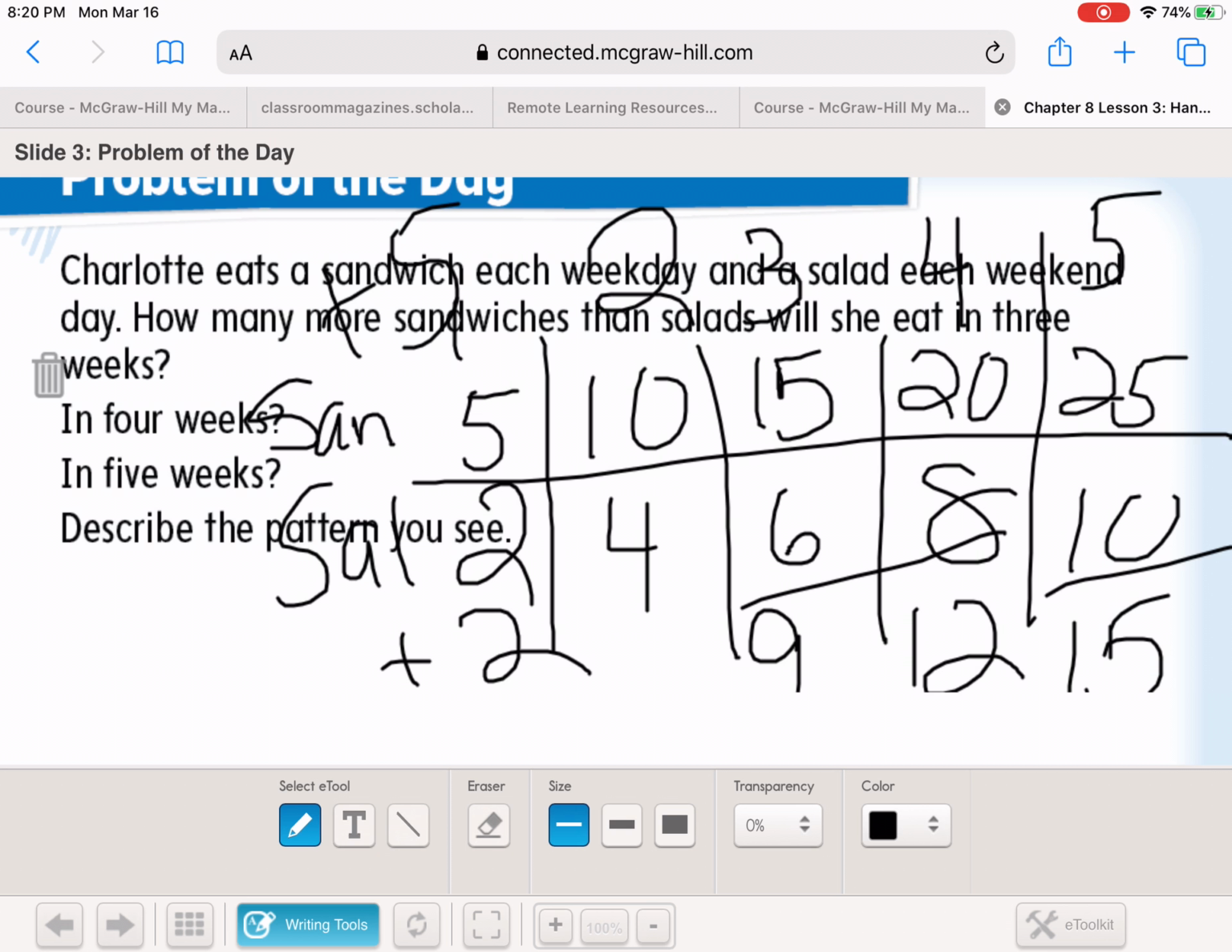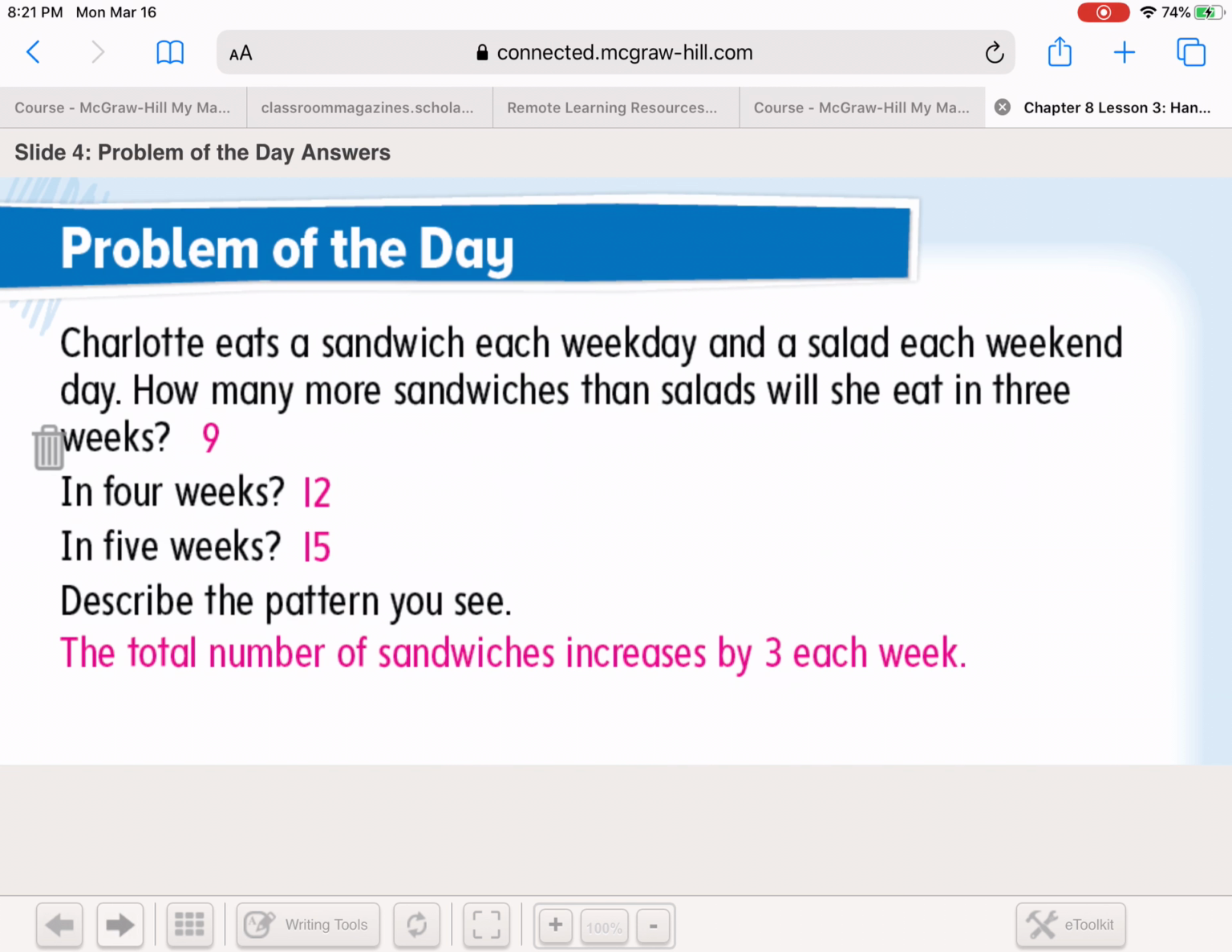So how many more sandwiches? When we do that, we know that it's subtraction. And so in 3 weeks, she'll eat 9 more sandwiches. I like sandwiches too. In 4 weeks, she'll eat 12 more. And in 5 weeks, she'll eat 15 more. There we go.